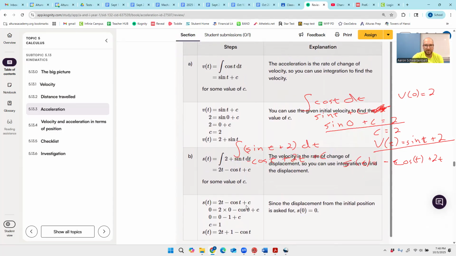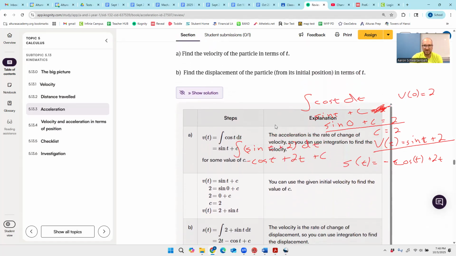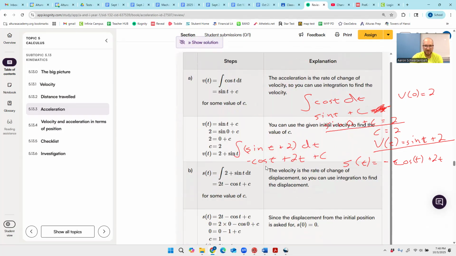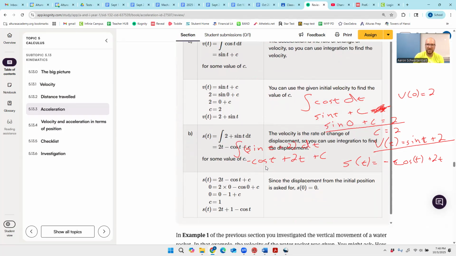All right. Find the displacement from its initial position in terms of t. I guess c is not 0 here. Oh, c is not 0 here. So I know that s of 0 has to be 0. My bad here.